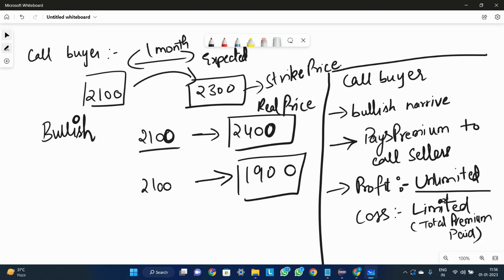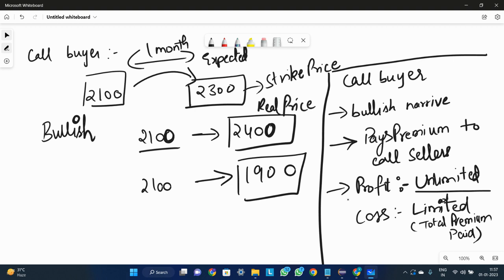So, a call buyer is someone who believes in a bullish narrative. He pays premium to call sellers, and his profit is unlimited because the price can go anywhere. It can go very high from his expected price, and the loss, if the market goes sideways or it goes down, is limited because he just has to pay the premium. It's as simple as that, right? You have to have a minimum amount of money for getting into the game, and this premium that you pay is not really that high.